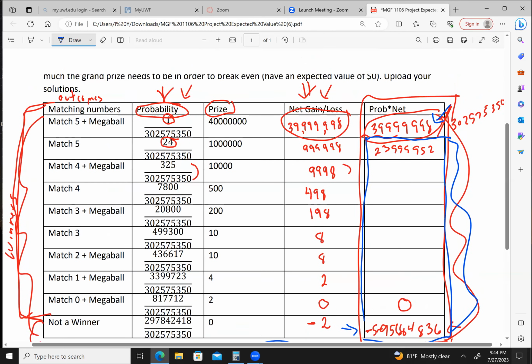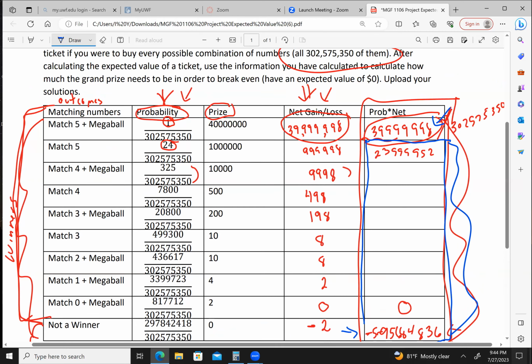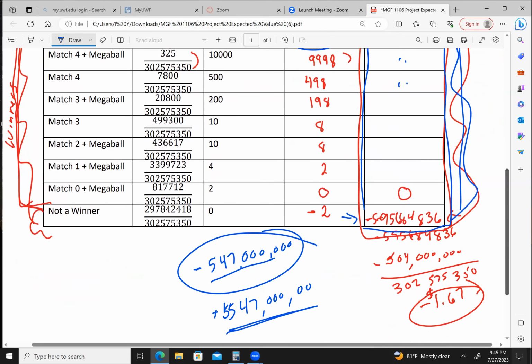So to run through this again, we figure out our net gain and loss by subtracting 2 from the prize amount. Then it says it right here, probability times net gain loss, and that's what you get here. Now, since there's limited space, just keep in mind they're all fractions, and just simply multiply the numerator times this on all of them. And you'll get this here. Then to figure out the expected value, you add everything up and divide by your 302 million. That'll give you an expected value. And again, it should be negative $1.67.